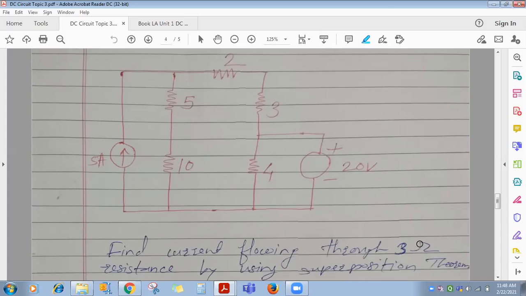Ma'am, but capacitor and inductor values also change with temperature, right? Yes, change happens. But it is not included in your syllabus in first unit. In first unit, whatever circuits are given to you, only resistances are there, not inductors and capacitors. Ma'am, resistance also changes with temperature, right? Yes, resistance changes with temperature.